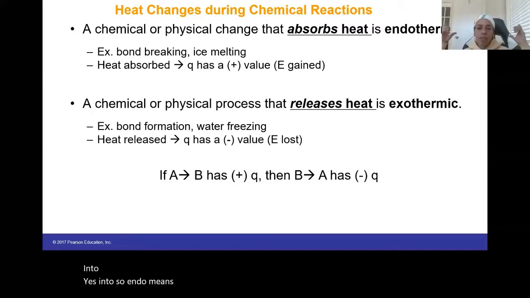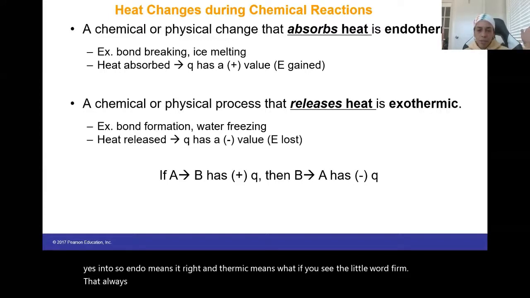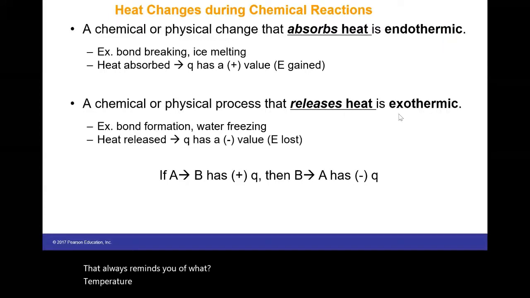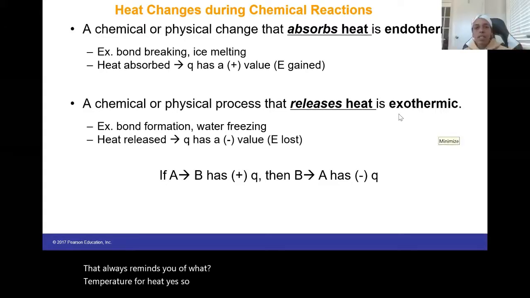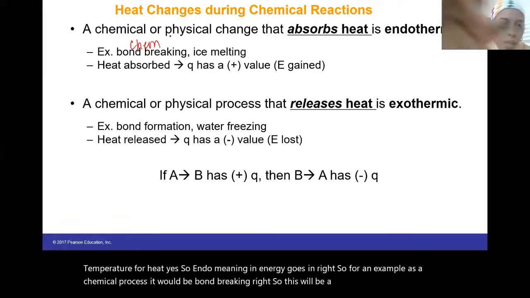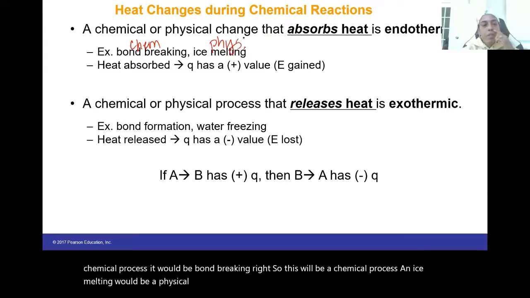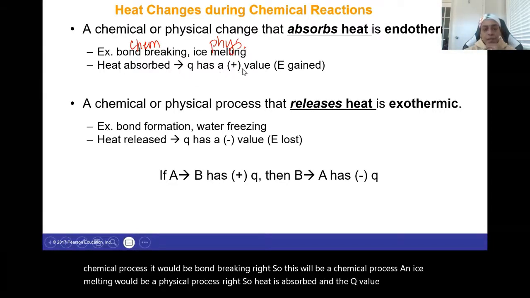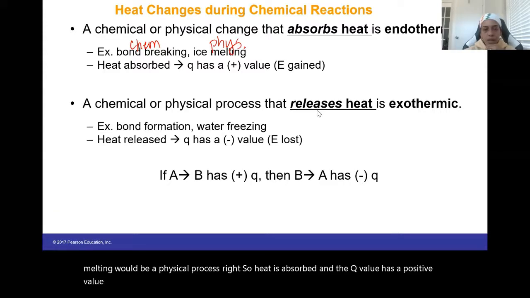And thermic means what? If you see the little word therm, that always reminds you of what? Temperature or heat. Yes. So endo meaning in, energy goes in, right? So for example, as a chemical process, it would be bond breaking, and ice melting would be a physical process, right? So heat is absorbed, and the Q value has a positive value, and it means that energy is gained, right?